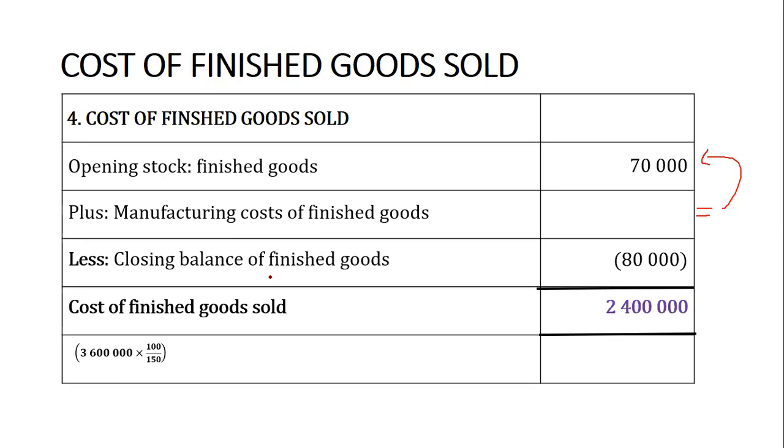And then we do our reverse operations in order to find our finished goods. So we add this, we minus that, right? Yes. And that will give us 2,410,000. This 2,410,000, where does it go? We take it straight to the previous slide. Do you agree with me?